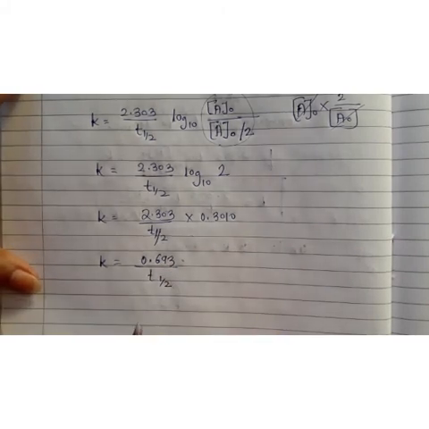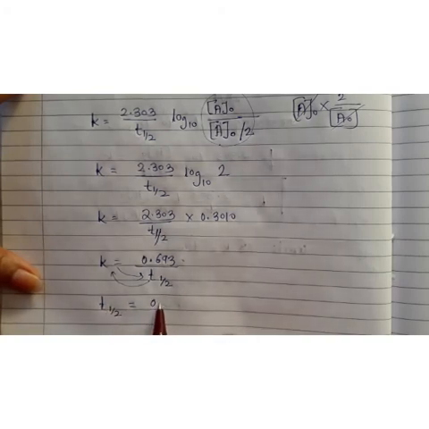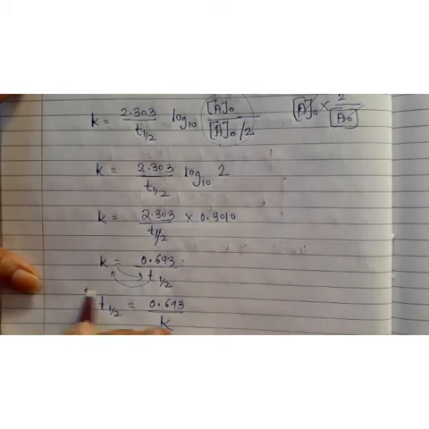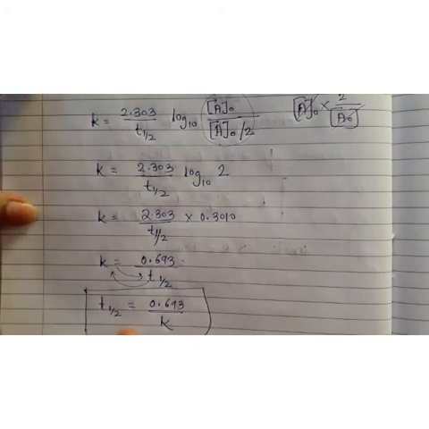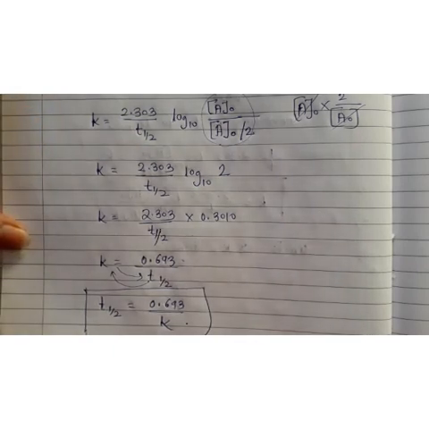So when you take this T half over there and K over here, we rearrange the equation. It will become T half, the half life period, is equal to 0.693 divided by the rate constant, and this is the equation to find out the half life period. T half is equal to 0.693 upon K. In this way we can find out the half life period.